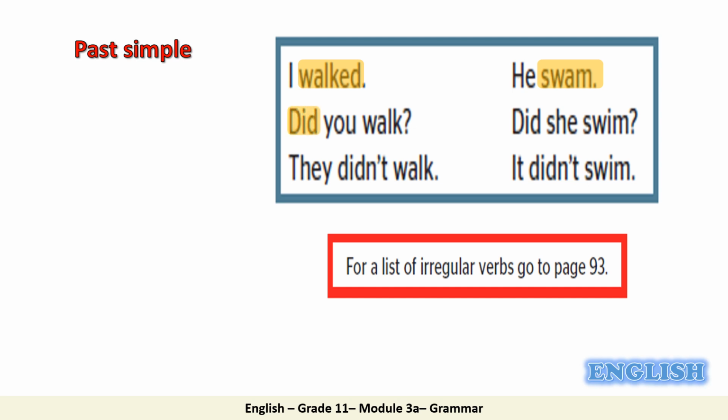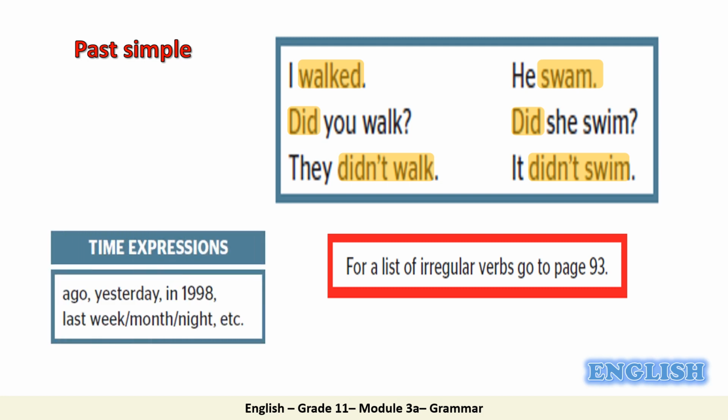If I want to form a question, we start the question with did, for regular and irregular verbs. Also, if I want to make a negative, we say didn't walk and didn't swim. The time expressions for the past simple are ago, yesterday, in 1998, last week, last month, last year, etc.